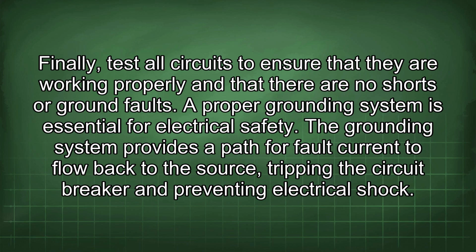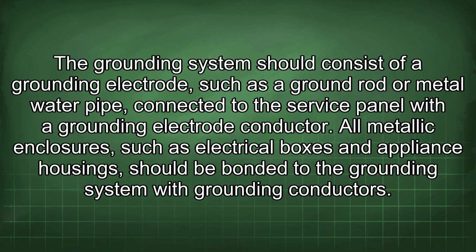A proper grounding system is essential for electrical safety. The grounding system provides a path for fault current to flow back to the source, tripping the circuit breaker and preventing electrical shock. The grounding system should consist of a grounding electrode, such as a ground rod or metal water pipe, connected to the service panel with a grounding electrode conductor.